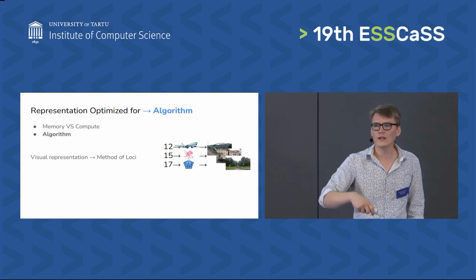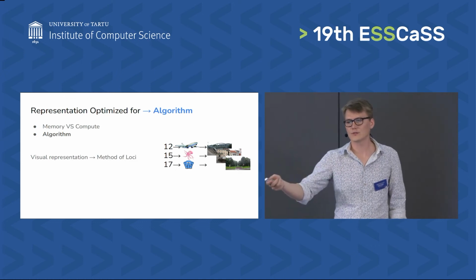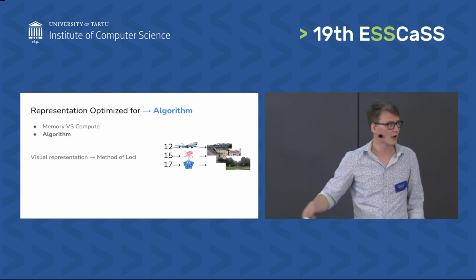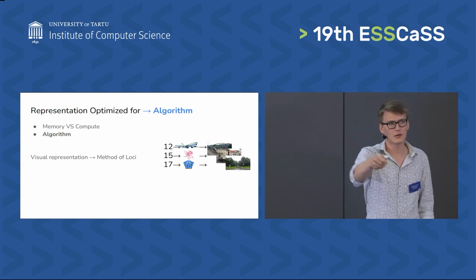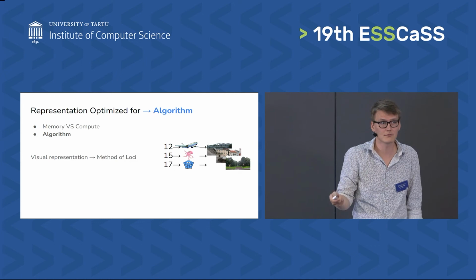You can optimize for the use of specific algorithms. For example, only visual representations allow them to be used in the method of loci. So you can't just imagine the Arabic numbers in Tartu. I mean, you can, but it's not going to be memorized as well.